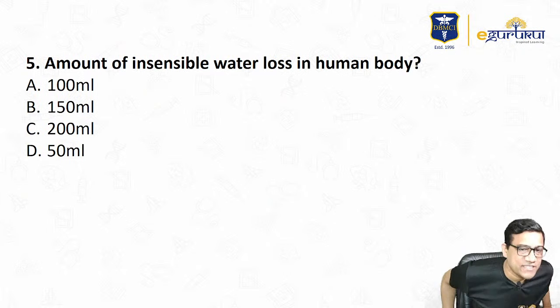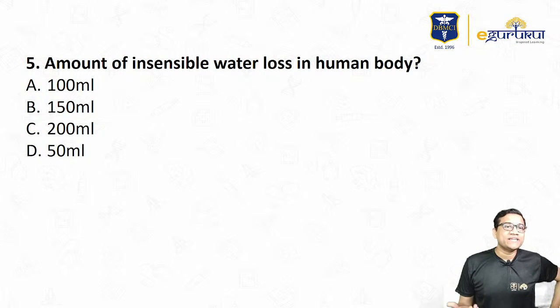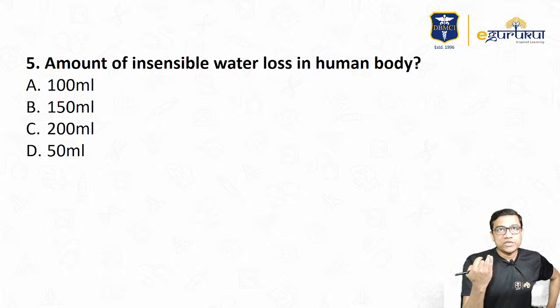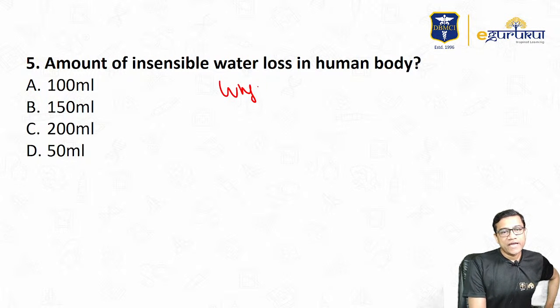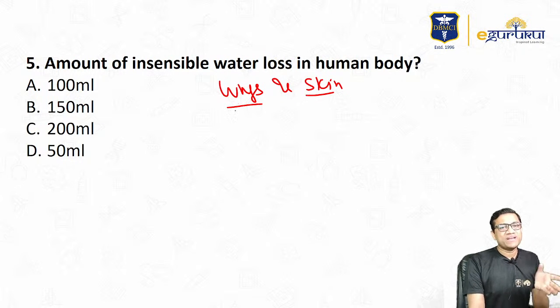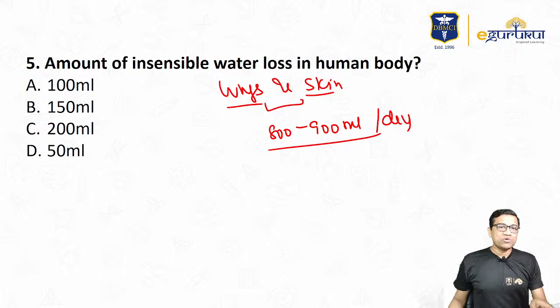Amount of insensible water loss. So first, what is insensible? Insensible is you don't even know. Like urine you know, and we know the amount that we are losing in feces. We know the water is there in feces, but it is mainly through lungs and skin. And the value is approximately 800. Total is around 800 to 900 per day.